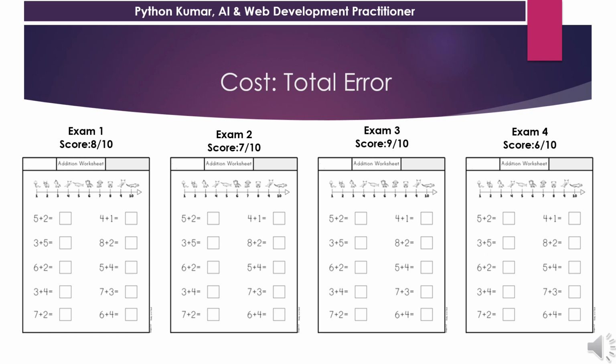In total, we call it cost. So that cost is 10 over here. The loss is the individual loss. The cost is the total cost. That is, the total cost is 10 here. Over to the next slide.